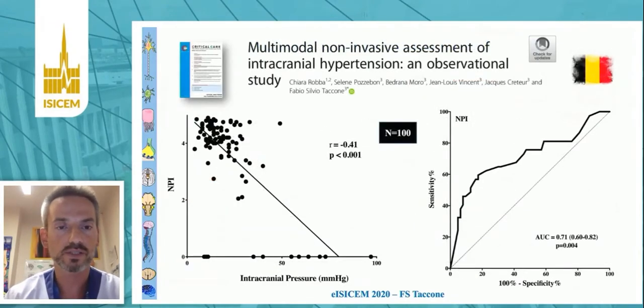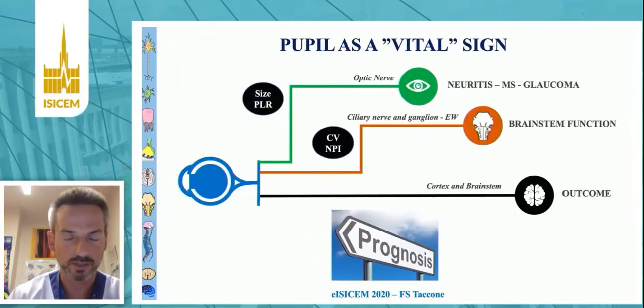And we have confirmed this data in studies coming from our group, where in 100 patients, ICP and NPI were measured. You see this correlation, quite acceptable correlation between NPI and ICP, a quite fair, acceptable accuracy to predict increased intracranial pressure for NPI in this large heterogeneous population of brain injury patients.